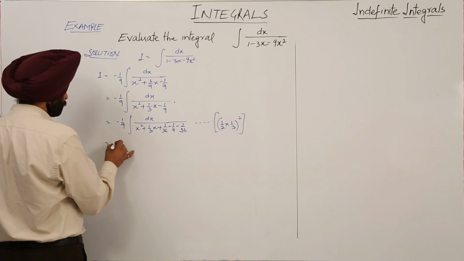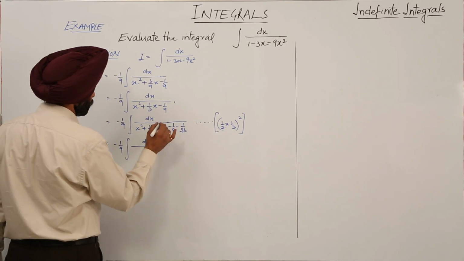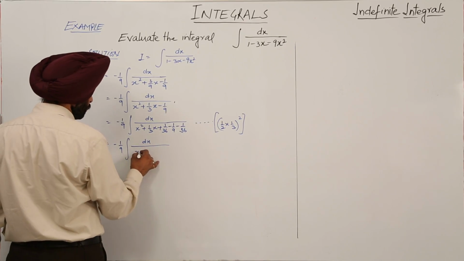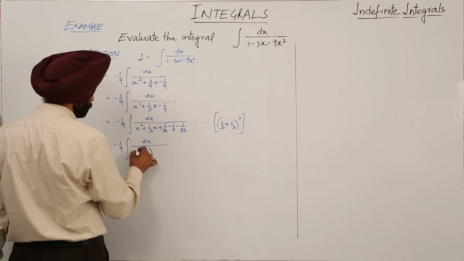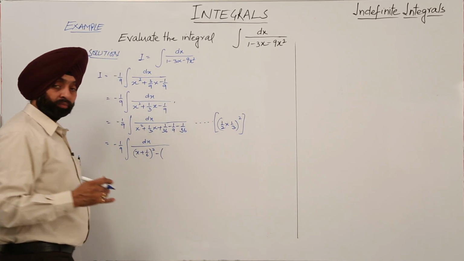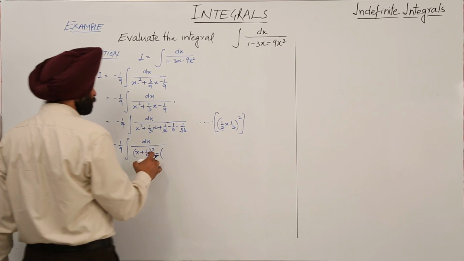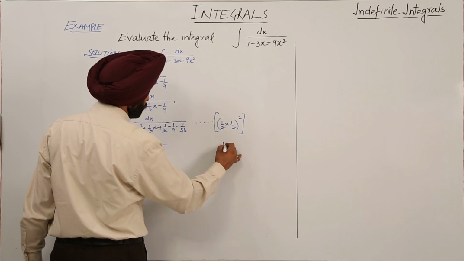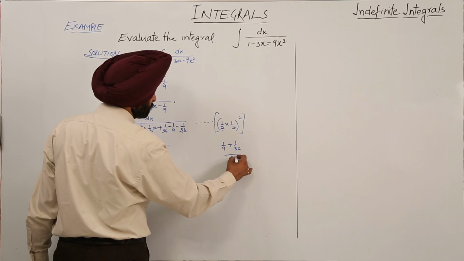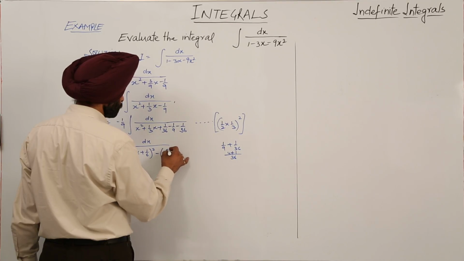Now minus 1 by 9, dx upon, now this becomes x plus 1 by 6 whole square. Now, if there is any type of calculation, first of all you can solve it. Taking minus common, we are having 1 by 9 plus 1 by 36. The LCM is 36, so 4 plus 1, we are having 5 upon 36.